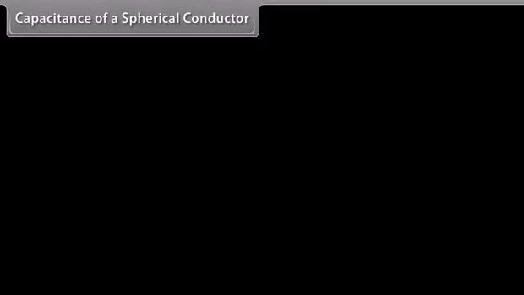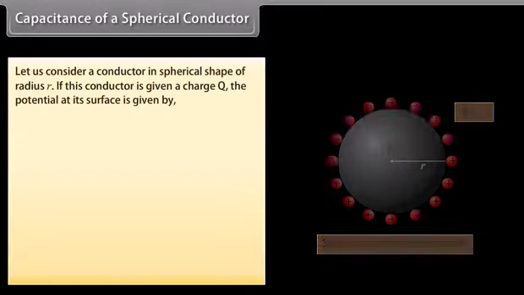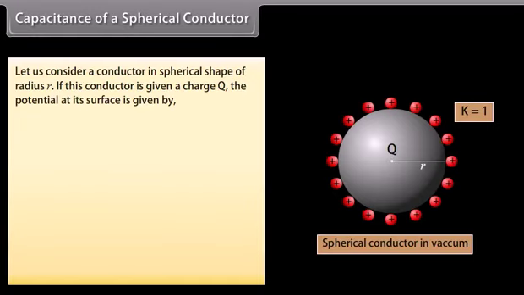Capacitance of a spherical conductor. Let us consider a conductor in spherical shape of radius r. If this conductor is given a charge Q, the potential at its surface is given by V is equal to 1 upon 4 pi epsilon naught multiplied by Q upon r. It can be written as Q is equal to the product of 4 pi epsilon naught r and V.